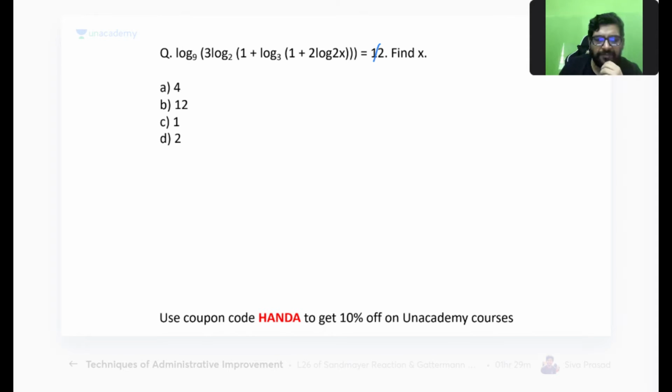Please tell me how you solve this. What will you do? Give me the first step. If you can give me the first step, the rest of the question will be relatively easier and quick for you to solve. How do you find this out? How do you resolve or solve this?